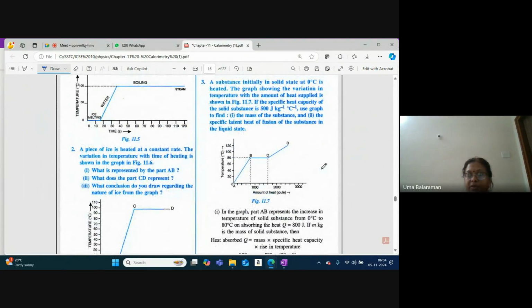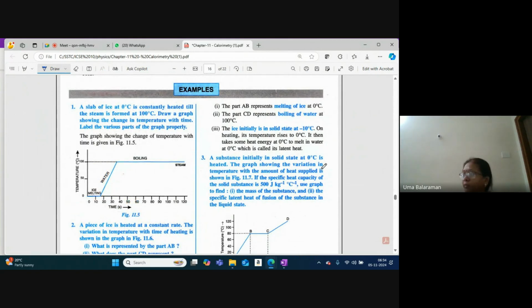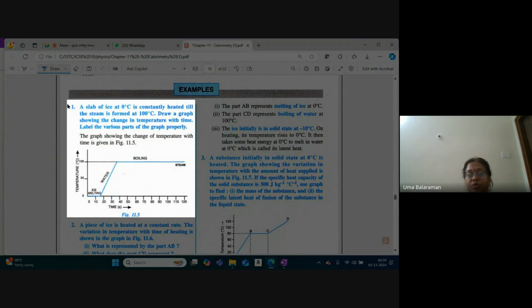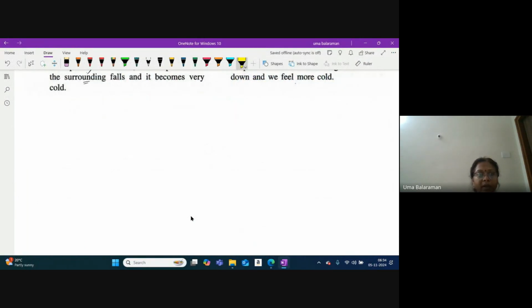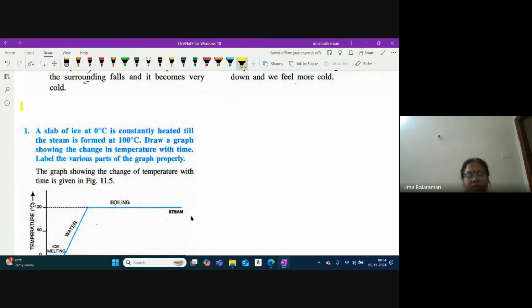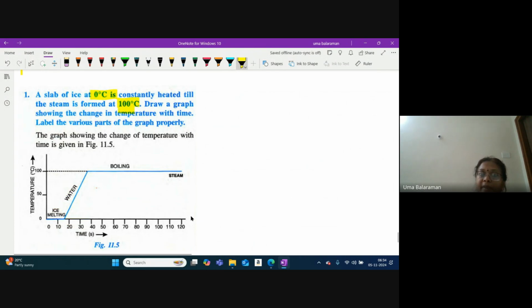Okay, these are all easy questions. So these are all 4 marker, 3 marker. In any question paper you check, there is one calorimetric question of 3 marker or 4 marker. A slab of ice at 0 degrees Celsius is constantly heated till the steam is formed at 100 degrees Celsius. Draw the graph showing the change in temperature with time. This question can be a 1 marker MCQ. They will give you 4 graphs and ask you to choose the right one.